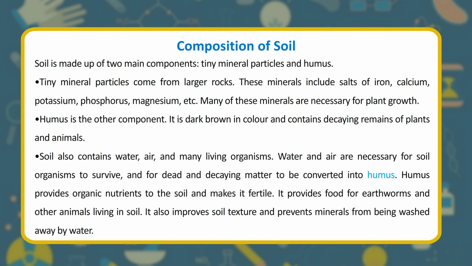Soil also contains water, air, and many living organisms. Water and air are necessary for soil organisms to survive, and for dead and decaying matter to be converted into humus. Humus provides organic nutrients to the soil and makes it fertile. It provides food for earthworms and other animals living in soil. It also improves soil texture and prevents minerals from being washed away by water.